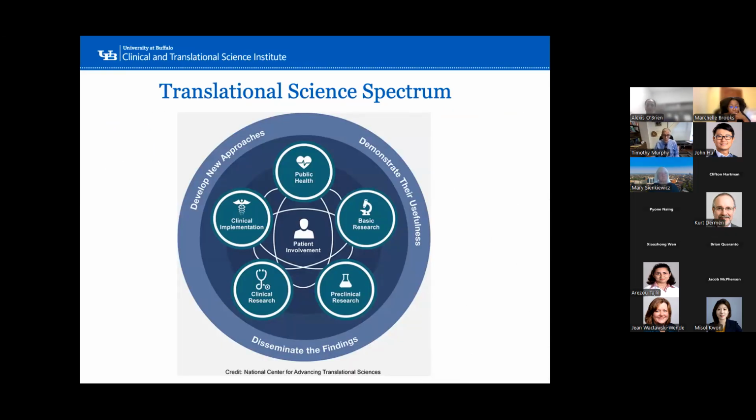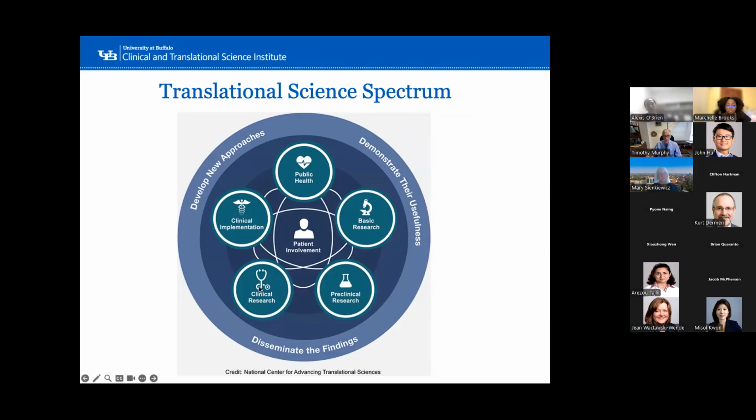So I showed you those two linear translational science spectrums. This is a diagram from NCATS, the National Center for Advancing Translational Science, where as we've learned more and more about this, it's not a straight line. It's not linear because, if you think about it, basic research is sometimes called T0. This is the preclinical that I told you about, T1.